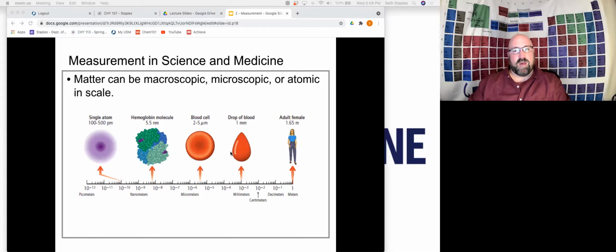Actually, a drop of blood would still be macroscopic, we can see that. But a red blood cell at 2 to 5 micrometers, we certainly wouldn't see without a microscope. Or then down to a hemoglobin molecule at 5.5 nanometers, we wouldn't be able to see. And then all the way down to the atomic scale of a single atom. So we're going to take a look at some of the various concepts surrounding our measurement tools.